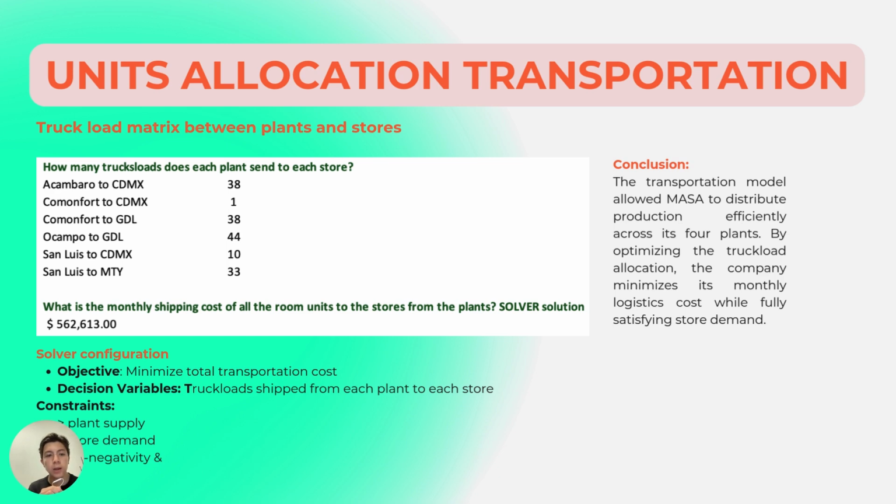The objective value was the minimum possible monthly transportation cost: 5,602,630 pesos. How do we confirm optimality? All supply from the plants was used exactly, all city demands were satisfied perfectly, and no alternative feasible solution had a lower cost. This ensures MASA ships units at the absolute minimum monthly cost.